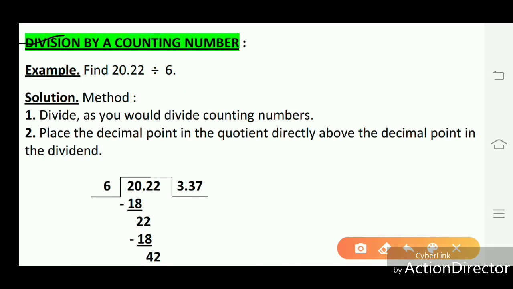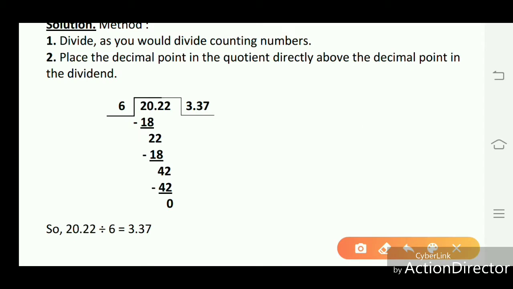Division by a counting number. Example: find 20.22 divided by 6. Solution. Number 1: divide as you would divide counting numbers. Second, place the decimal point in the quotient directly above the decimal point in the dividend.